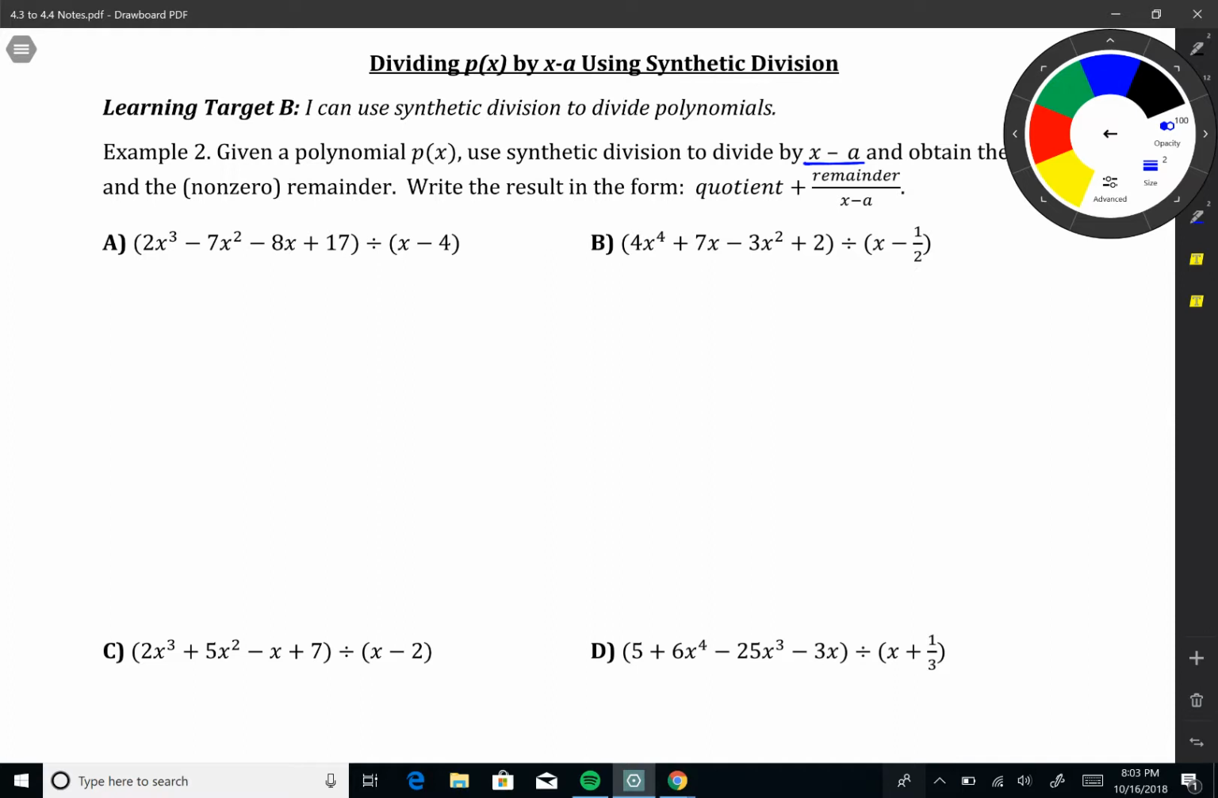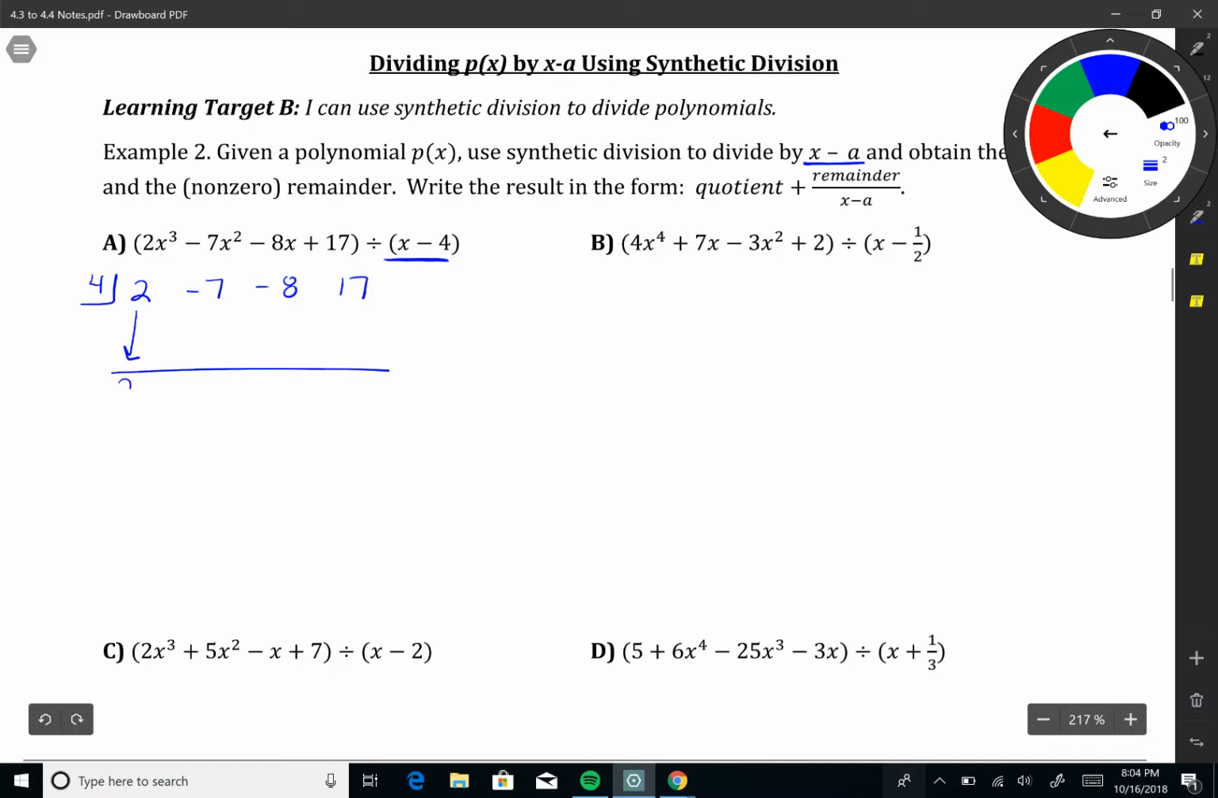So here we go. Remember that when we're dividing by this factor, we find what would make that factor equal 0, and that's what we actually plug in. So we're going to plug in 4. We're dividing 2x cubed minus 7x squared minus 8x plus 17. So we list the coefficients, making sure that it's in standard form and we're not missing any terms. And this one we are good. We bring down the first number and we start our multiplication by our input value, which is 4.